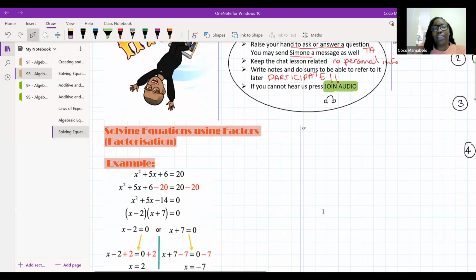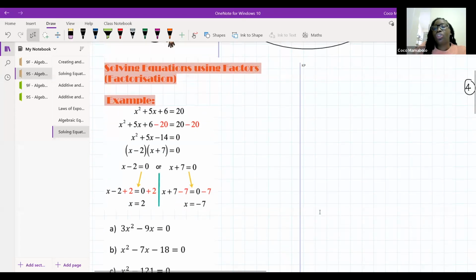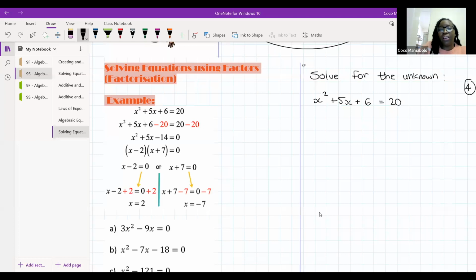We're going to look at this first question over here that says solve for x. Or normally the question, let's say in a test paper, would say solve for the unknown. In this particular question, x squared plus 5x plus 6 is equal to 20. We are solving for x. So the instruction here would say solve for x.